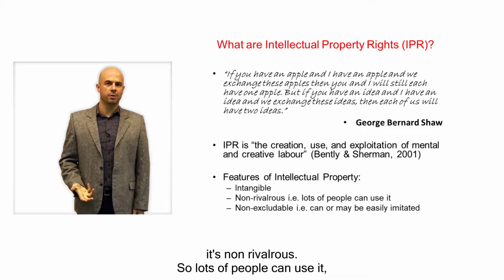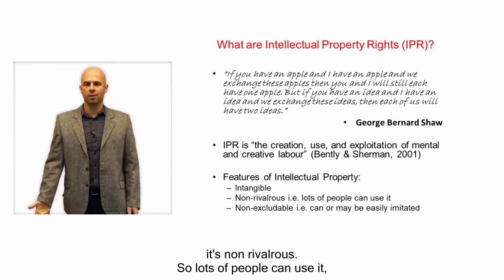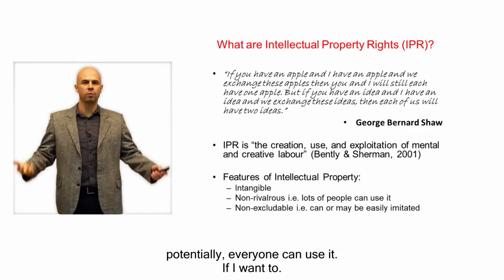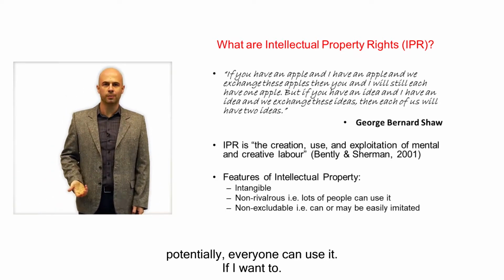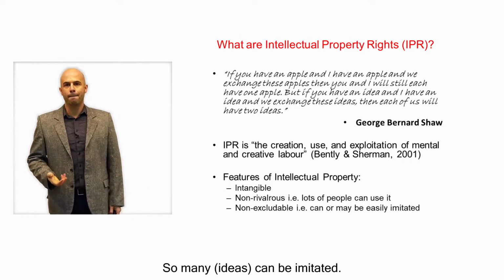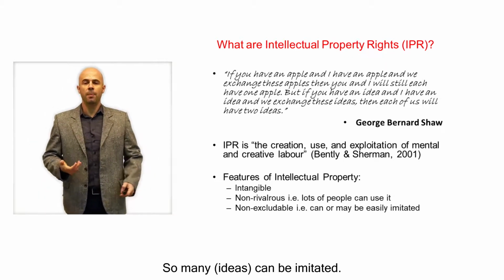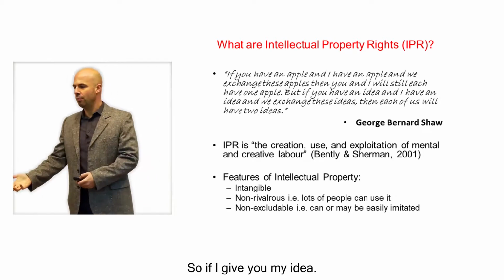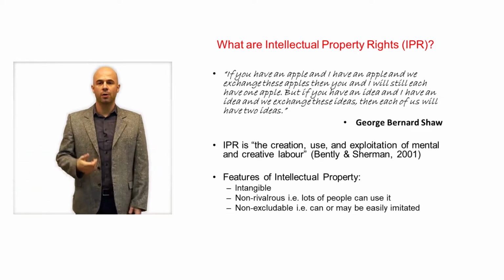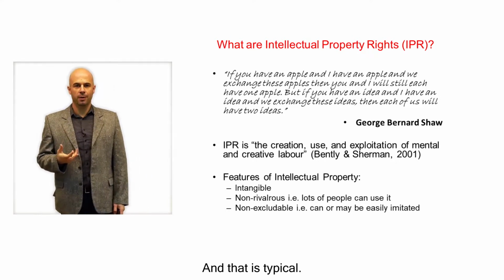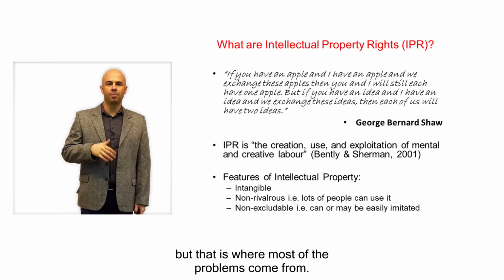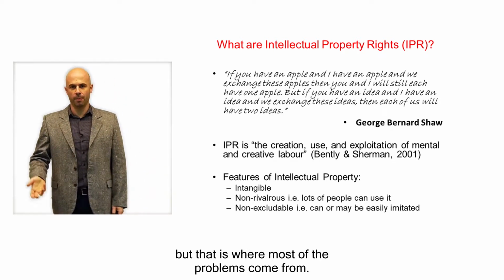It's non-rivalrous, so lots of people can use it. I can share my idea with everyone in the world. Potentially everyone can use it, if I want to. And it's not excludable, so it can be imitated. If I give you my idea, you can share it with other people, you can transfer it. That is typical. Now, that is good about intellectual property, but that is where most of the problems come from.